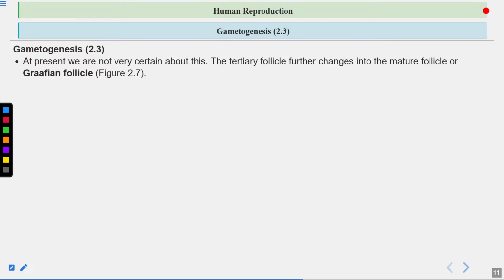Now the tertiary follicle further changes into the mature follicle, also known as the Graafian follicle. Clear? So after the tertiary follicle, what is happening? The tertiary follicle gets transformed into the mature follicle, also known as the Graafian follicle.